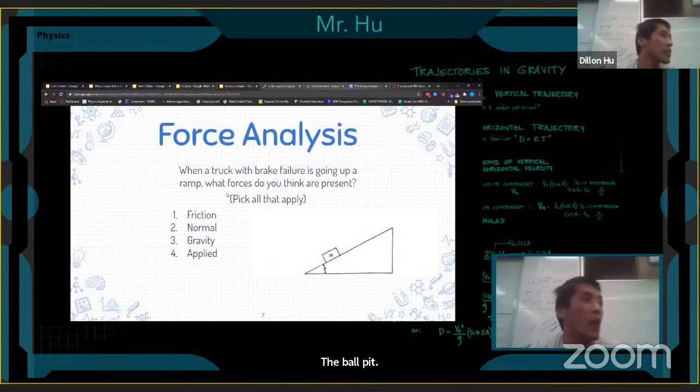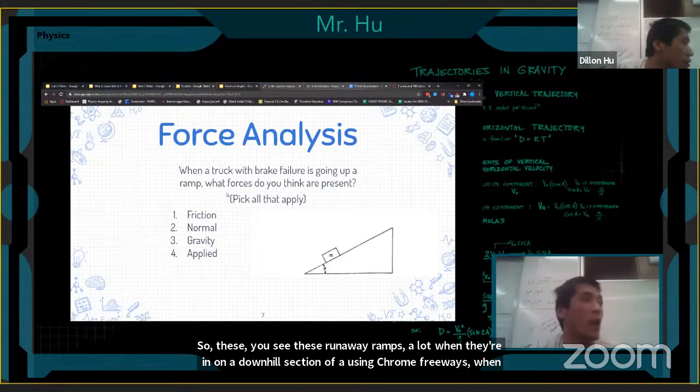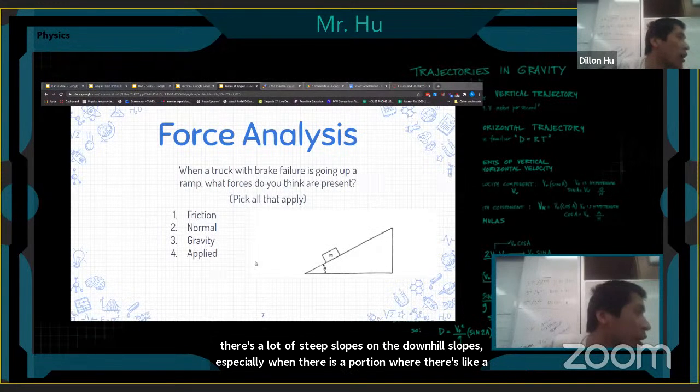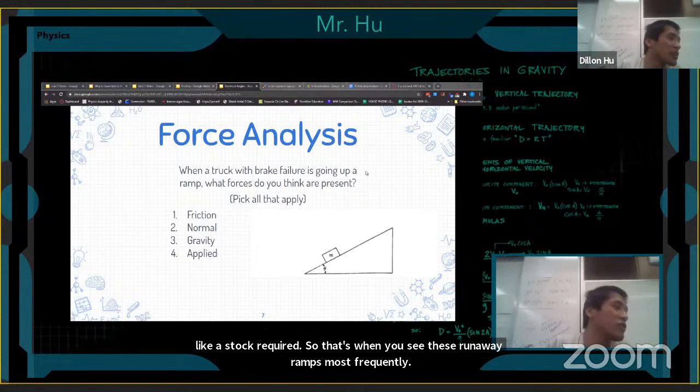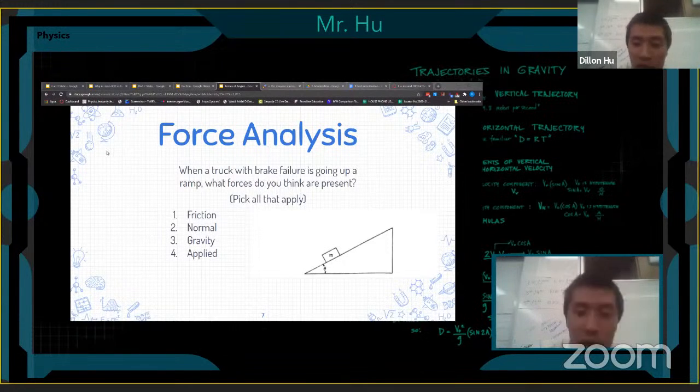So what I want you to do now is quickly answer this poll here. Which of these forces do you think are present when a truck with brake failure is going up a ramp? This is a true multiple choice question. Do you think there's friction? Do you think there's normal force? Do you think there's gravity? Do you think there's applied force?